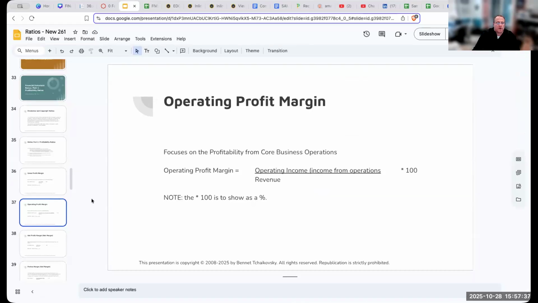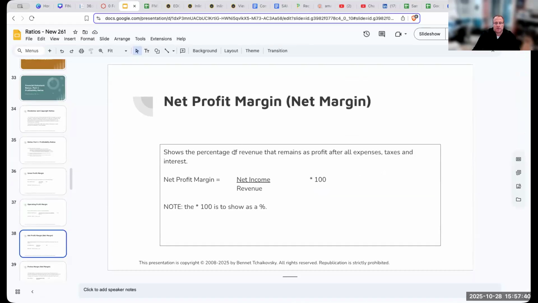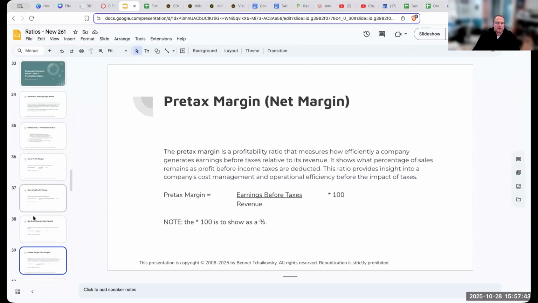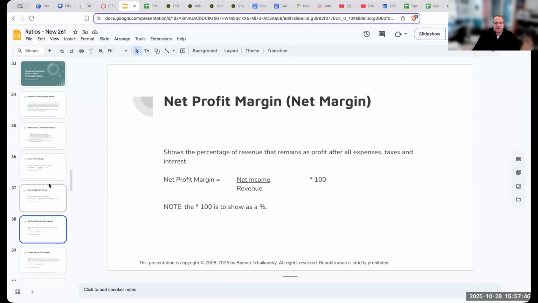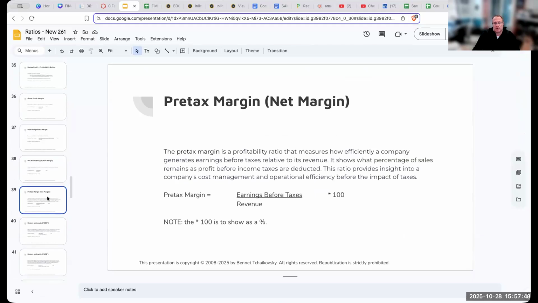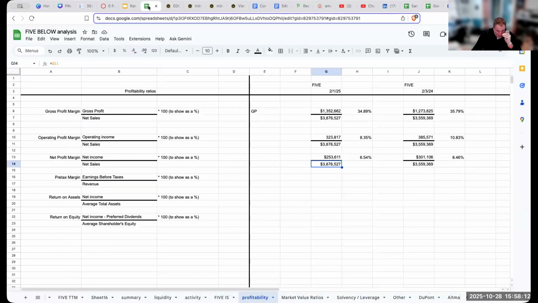Before I get too far ahead of myself, the net margin shows the percentage of revenue that remains after all expenses, taxes, and interest. My pre-tax margin is a profitability ratio that measures how efficiently a company generates earnings before taxes relative to my revenue. It shows what percentage of sales remains before income taxes are deducted. It shows the company's cost management and operational efficiency before the impact of taxes, right? We all have to pay taxes because we do not want to end up in federal prison. It's not fun. Okay. I don't know about it, but I've heard it's not fun.